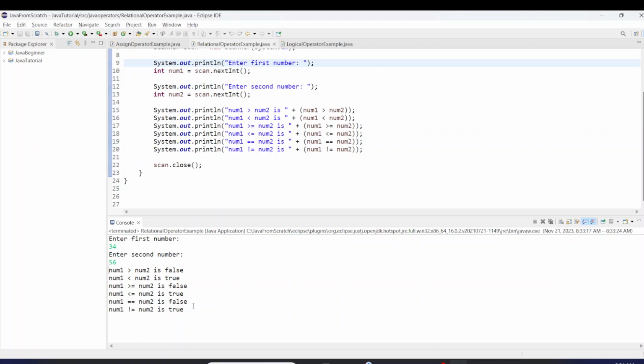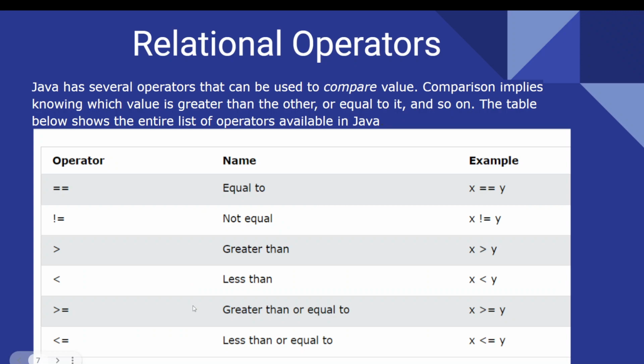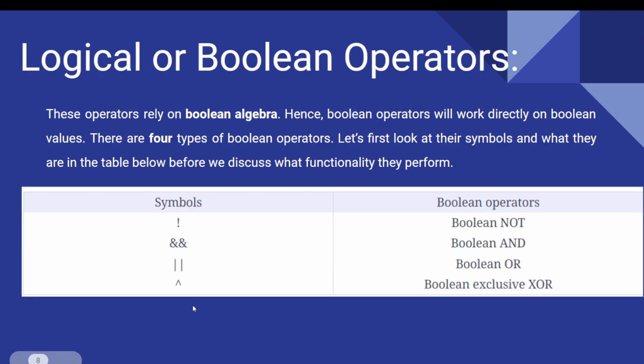Since they are not equal, the not equal to operator returns true. So now let's move on to the next operators, which are the logical or Boolean operators. These operators rely on Boolean algebra. Hence, Boolean operators work directly on Boolean values. There are four types of Boolean operators. Now let's look at each of them. This is the Boolean NOT, this is Boolean AND, this is Boolean OR, and this is Boolean exclusive OR.